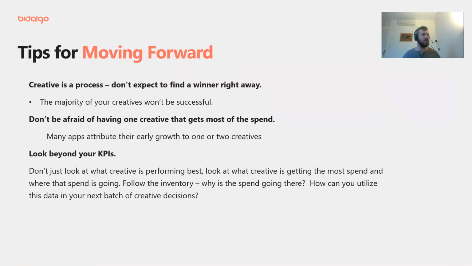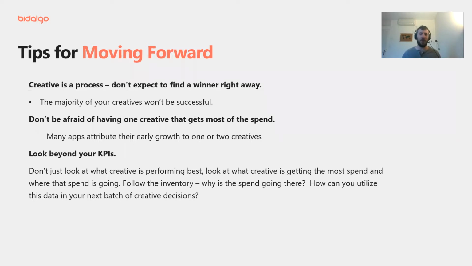So before we go, some tips for moving forward. Creative can be a very frustrating process. There's a reason it is a huge field and so important. And so don't expect to find that winner right away. The majority of your creatives are not going to be successful, but it's so important that just one of them is. So if you can figure out what that one is, you can make more iterations off it and reduce the risk of just having that one successful creative. And that's something we're going to talk about more in the next webinar.